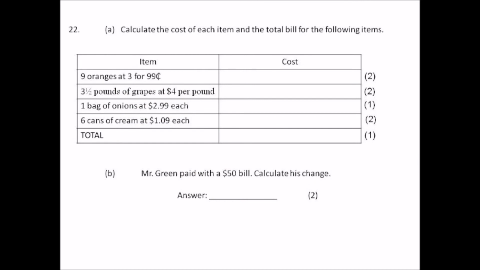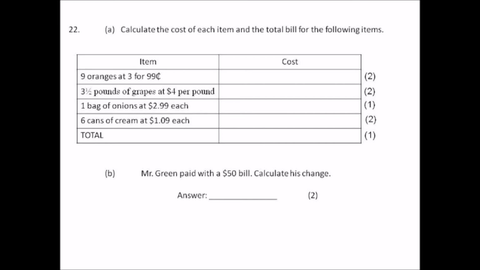Calculate the cost of each item and the total bill for the following items. So it's several items, so you gotta get cracking and start to work. 9 oranges at 3 for 99 cents. Give the cost. 3.5 pounds of grapes at $4 per pound. Give the cost. 1 bag of onions at $2.99 each. And 6 cans of cream at $1.09 each. So do the cost for those items, then give me a total.